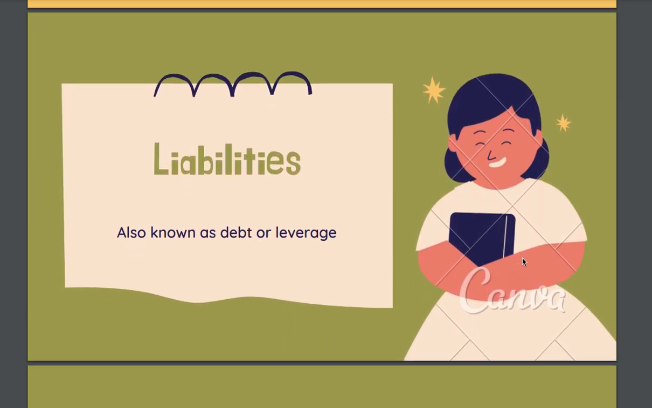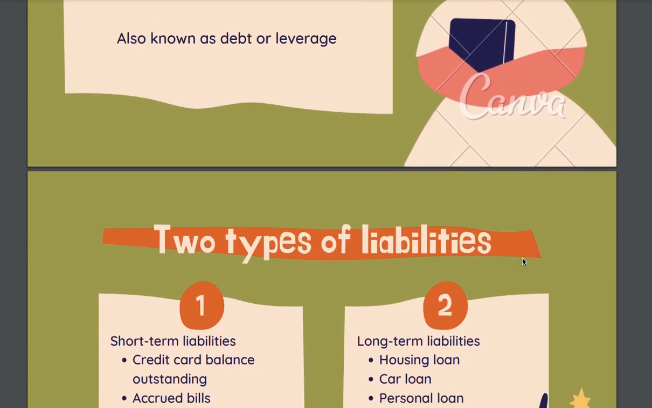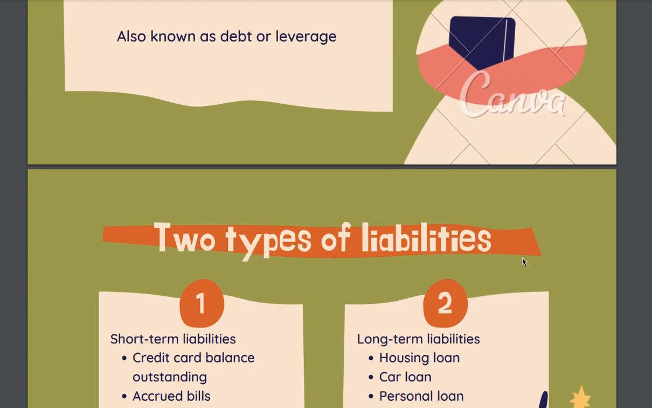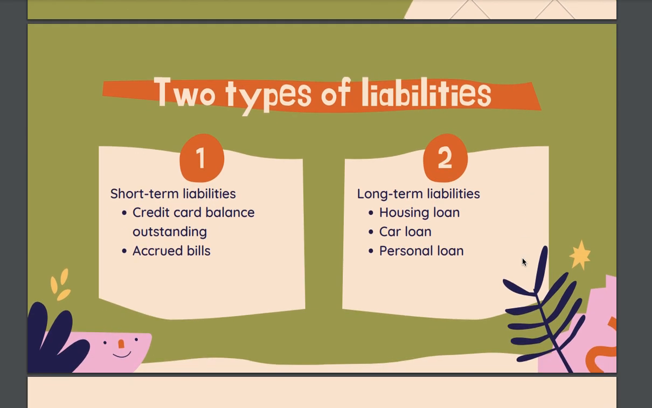Okay, next the liabilities. Okay, just now the asset, something that you own and has the market value. Okay, so now the liabilities, okay, also known as debt or leverage. So kita kata is a hutang lah. Alright. Okay, so the liabilities just now you recorded on the right hand side. Okay, so ini I simplify lah. The two types of liabilities. Ada yang panggil current liabilities, non-current liabilities. But for me, I lagi suka panggil short-term liabilities and long-term liabilities.